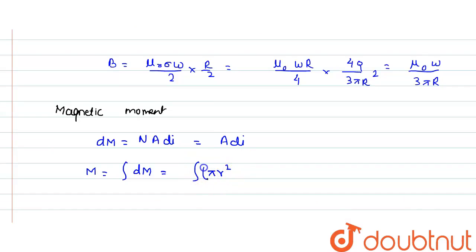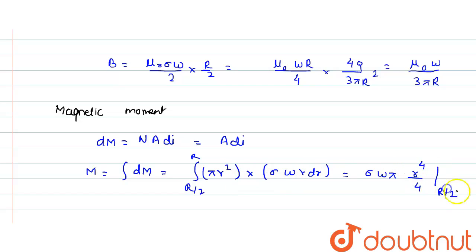Okay. Now what is the value of dI? dI value, we know that its value is given as sigma omega r into dr. Okay. So what would be the limit? From R by 2 to R. This would be the limit. So what are the constant terms which we can take outside? It would be sigma omega pi. So these are the constant terms, and then it would be integration of r cube into dr. So integration of r cube would be r to the power 4 by 4, and we can put the limit R by 2 to R.